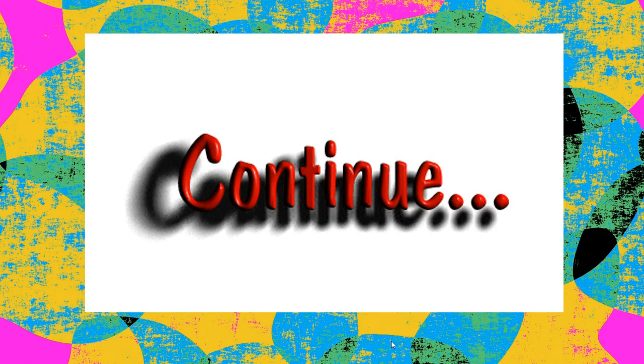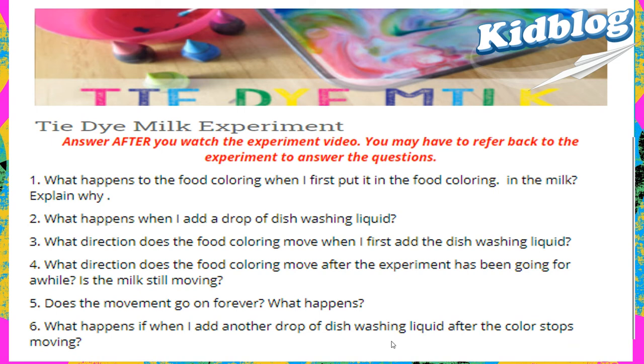So you've seen the video, and I thank my son for being nice enough to record me in it. Go to Kid Blog. Now, after you have watched the experiment, answer these questions. Number one, what happens to the food coloring when I first put it in the milk? Number two, what happens when I add a drop of dishwashing liquid? Number three, what direction does the food coloring move when I first add the dishwashing liquid? Number four, what direction does the food coloring move after the experiment has been going for a while?